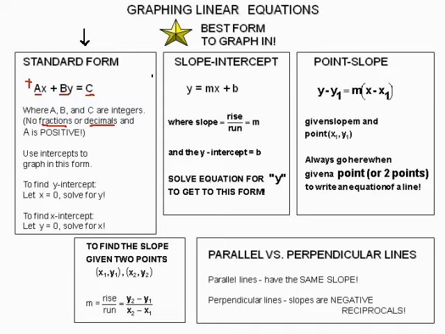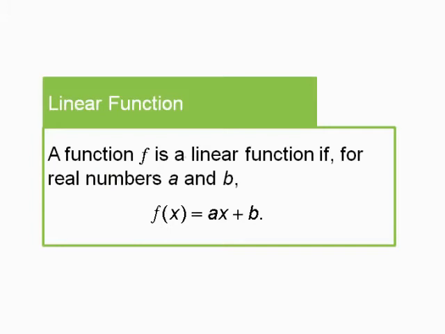And the best way to graph in this form is to find what's called the x and the y intercepts. To find the y-intercept, we're going to let x equal 0 and solve for y. To find the x-intercept, we're going to let y be 0 and solve for x. And then all you need is 2 points to graph any line, but we can get more points, as we'll see. And then later on in the video, we'll look at this slope formula and where it comes from. A function f is linear if, for real numbers a and b, f of x, or y, equals ax plus b.